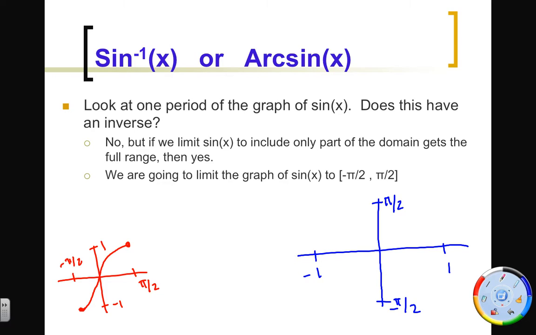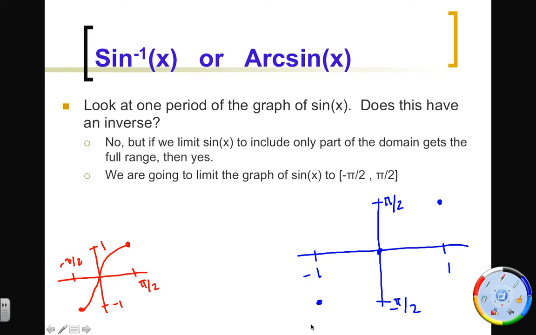And remember, I'm trying to graph this new function, so I've got to figure out how this function is going to work. I know I have the point over here that is pi halves comma 1. So I get the point 1 comma pi halves right up in here. The point 0, 0 stays the same. And then I get the point -1, -pi halves from that inverse as well.